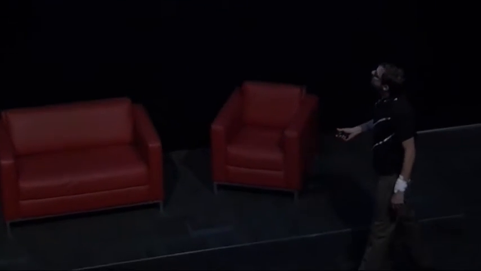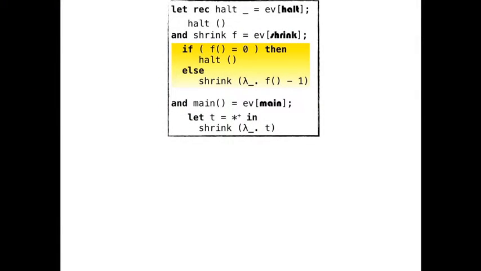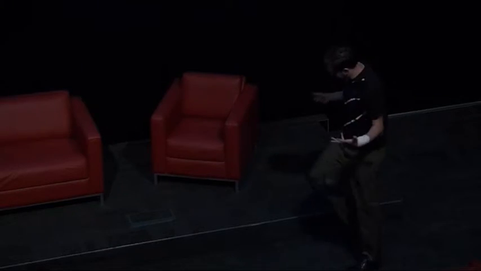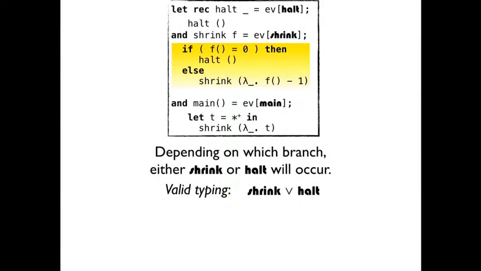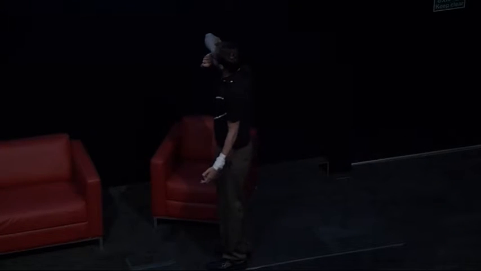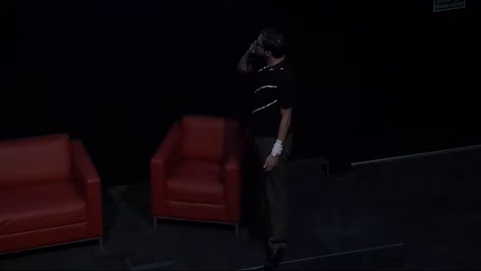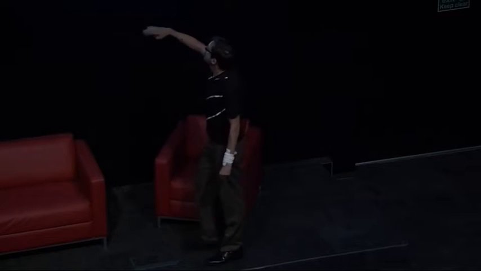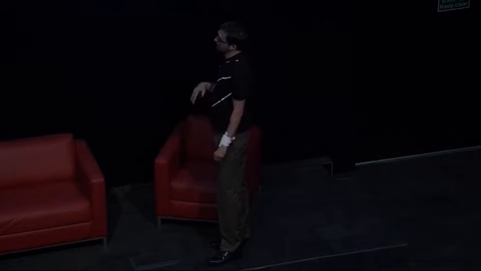Then if we look at the body of shrink, and it has this if-else branch, we know that shrink is going to generate the event shrink, and then either a halt event is going to occur next, or a shrink event is going to occur next. And given that fact, we could think of one valid typing, which is to say either shrink or halt is going to occur. But we could look for a fixed point, in fact, to this equation, which says that alpha equals shrink, and in the next step, either alpha or halt.